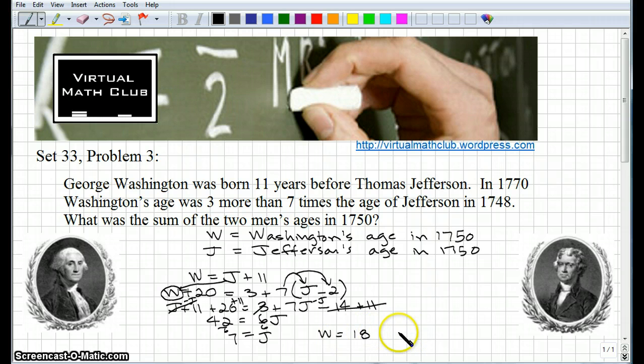So if we add their ages together, Washington plus Jefferson, which is what they asked for, the sum of the two men's ages, if we add 7 and 18, we get 25. So that's our answer. The sum of their ages in 1750 is 25.